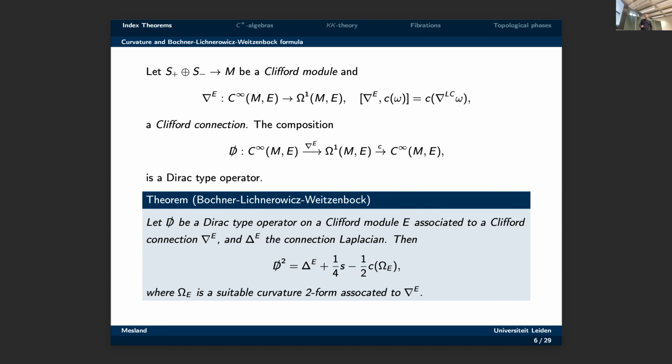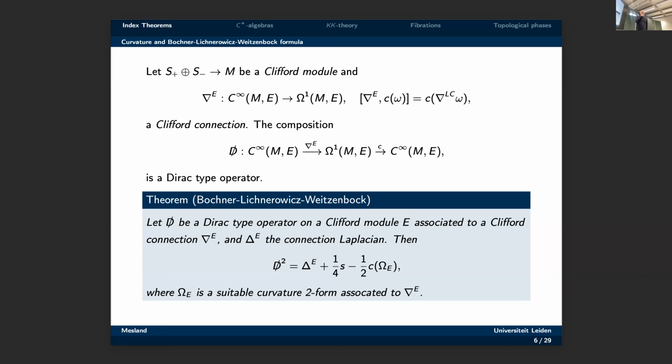And there's a fundamental theorem about such operators, namely that if I have such a Clifford module and such a Clifford connection, and I look at the connection Laplacian, which is a standard generalization of a Laplacian that you can form once you have such a connection, then squaring this Dirac operator gives you the connection Laplacian, a multiple of the scalar curvature of the underlying manifold, and another curvature term, which is a curvature 2 form naturally associated to this nabla E. It's not literally the curvature, it's a slight modification. I want to mainly focus on the philosophy here. So what you get is, this is second order, this is second order, and this is 0th order, and it contains geometric information about the underlying manifold. So that's how one should look at this formula.